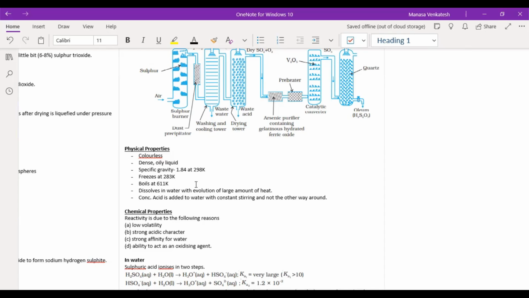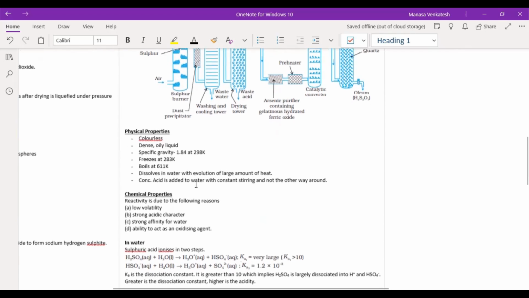Honestly, once I made a mistake of adding water. So always in the lab, you have a confusion, water to acid, acid to water. It's always acid to water. Once I did the other way around and the test tube got so hot that it actually broke. So you have to be very careful while doing the same.